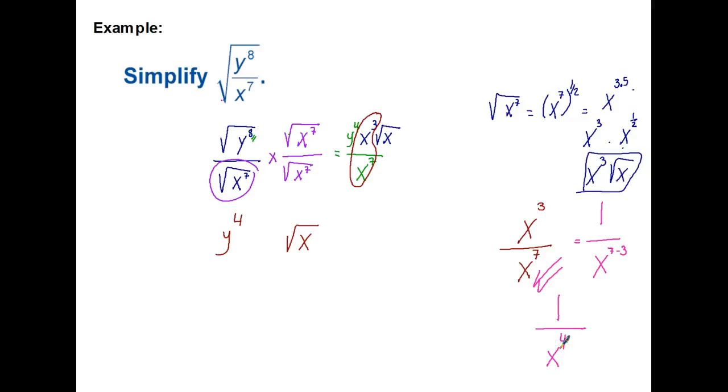Okay? So nothing goes on top. It's a 1, so I don't really need to write it. And then x to the 4th. So this is equal to y to the 4th square root of x over x to the 4th.